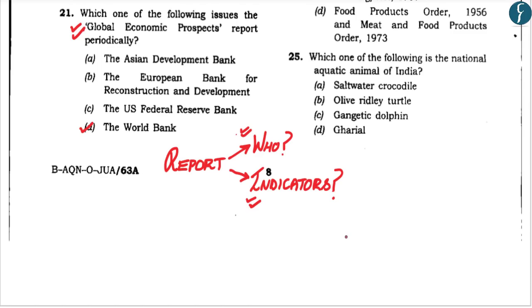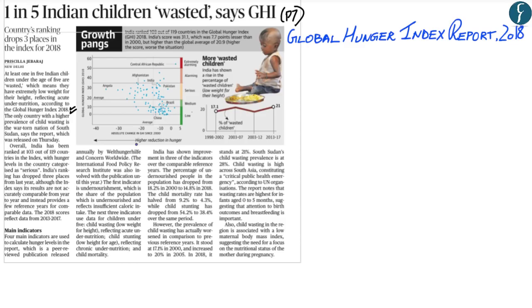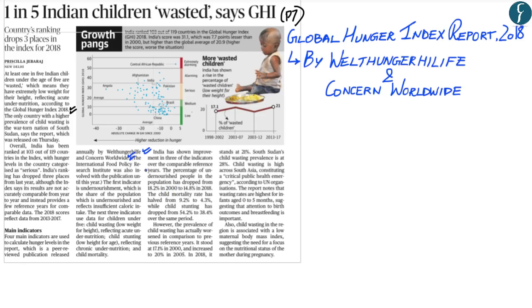Now, the Global Hunger Index report of 2018 has been given out by Welthungerhilfe and Concern Worldwide, wherein the major change with regards to the Global Hunger Index report is that initially it was given out by the International Food Policy Research Institute, but the International Food Policy Research Institute was not involved in the publication of the Global Hunger Index report of 2018.